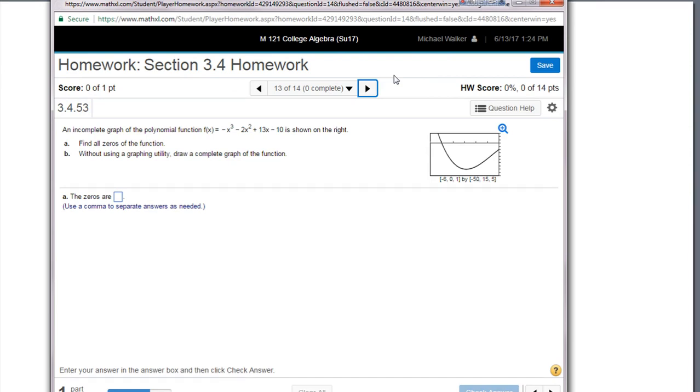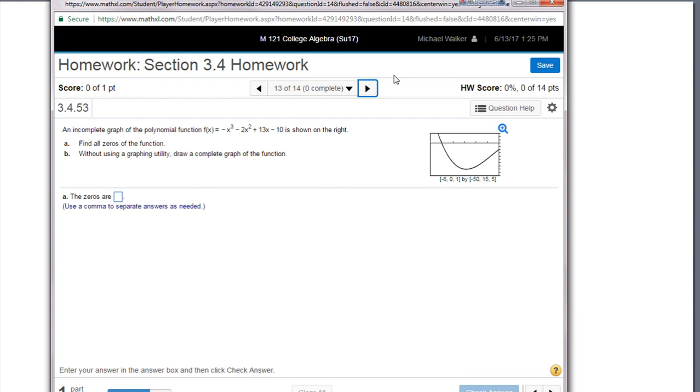I'm looking at number 13, and it says an incomplete graph of the polynomial function f of x equals negative x cubed minus 2x squared plus 13x minus 10 is shown on the right. And we've got to find all of the zeros of this function and then draw a complete graph of the function without using a graphing utility.